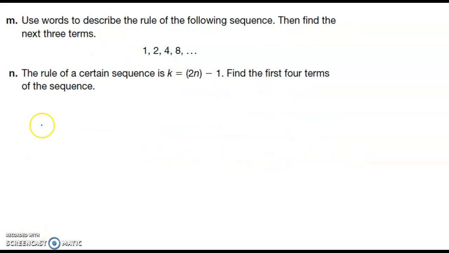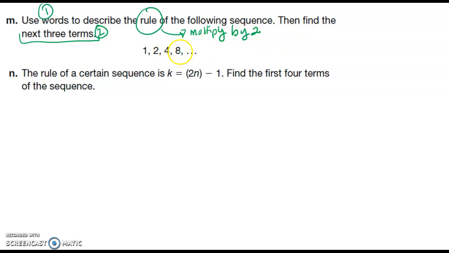I think that's it. Nope, it's not. Use words to describe the rule of the following sequence. So we're trying to say what is happening here. Then find the next 3 terms. So I have 2 parts. First, I use words to describe what the rule is, and then I find the next 3 terms. So let's see. 1 times 2 is 2, 2 times 2 is 4, 4 times 2 is 8. It looks like the rule is to multiply by 2. Okay, so the next 3 terms would be 8 times 2 is 16, times 2 is 32, times 2 is 64. Okay. And M, let me go ahead and change colors.